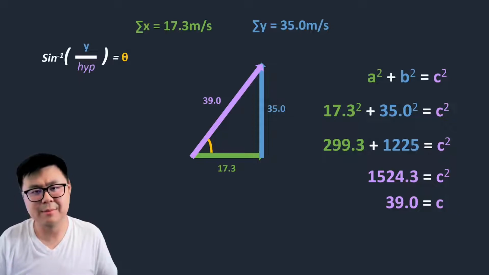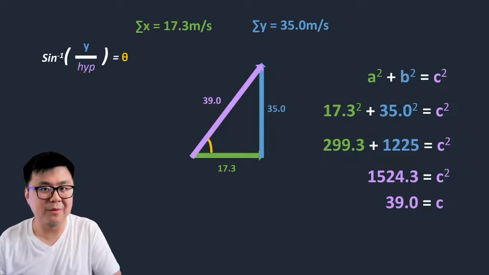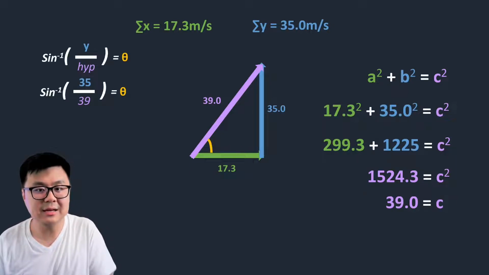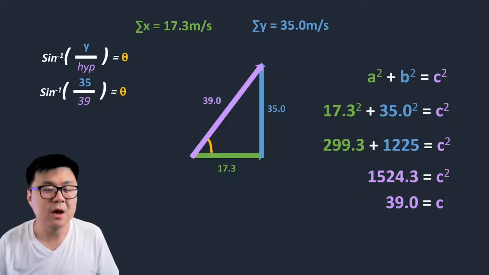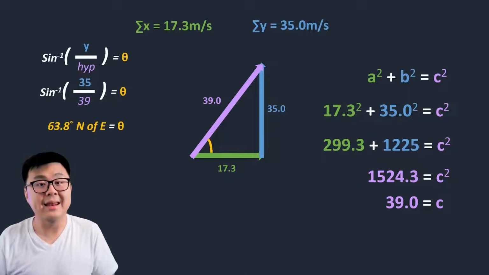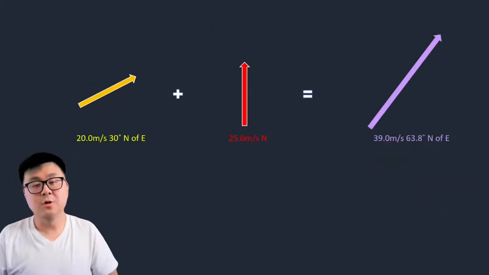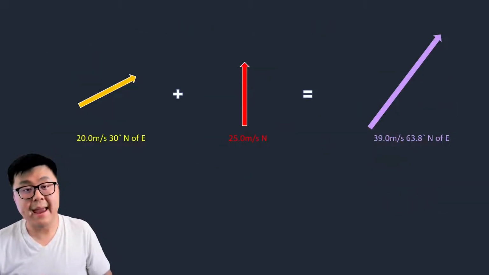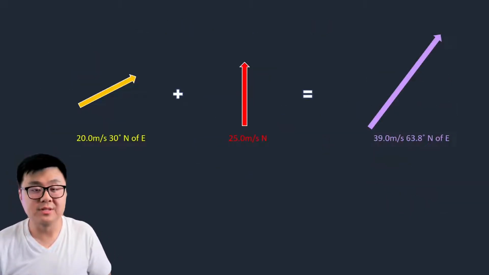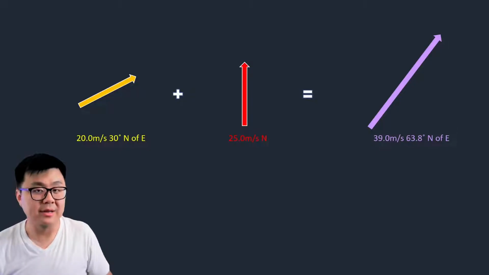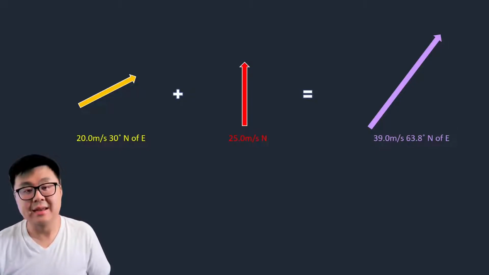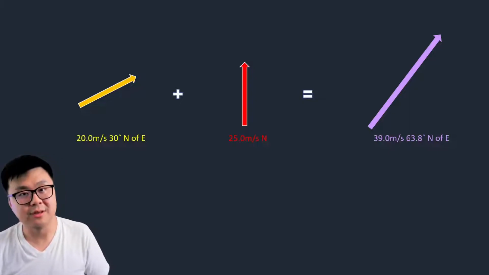And sine, remember, is opposite over hypotenuse, which is y over hypotenuse. We know both of these, so let's plug it in. Inverse sine of 35 over 39. We crunch that into our calculator, and we get an angle of 63.8 degrees north of east. So we have just officially calculated the magnitude and direction of our resulting vector when we added our yellow and red vectors together, and it is 39 meters per second, 63.8 degrees north of east.